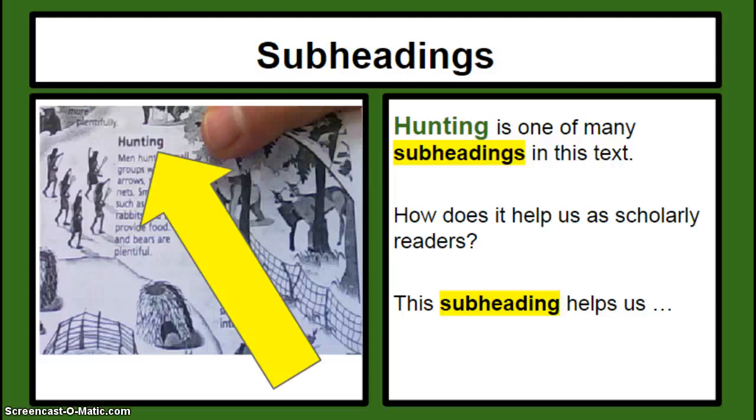Hunting, you can see it there, the yellow arrows pointing at that little word. Maybe you could find it on your own text. Hunting is one of the many subheadings in this text. Can you find any other subheadings? Show your neighbor.